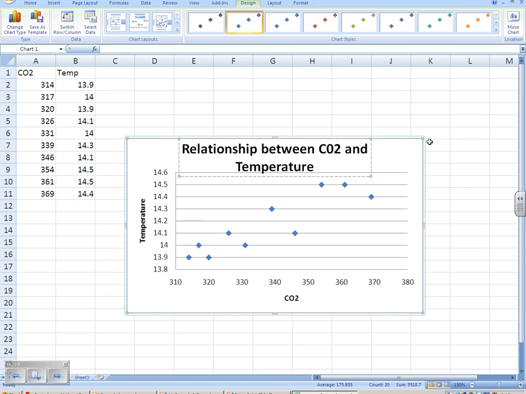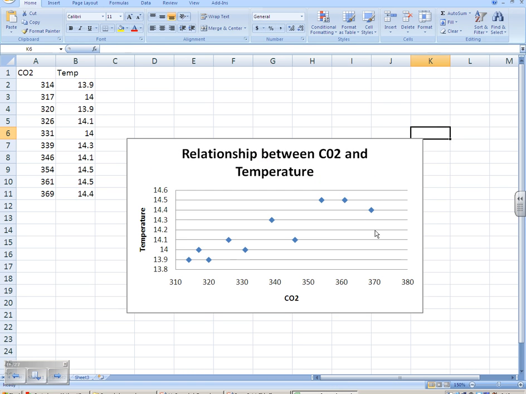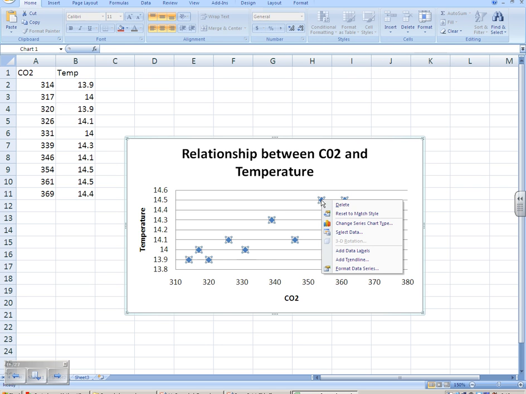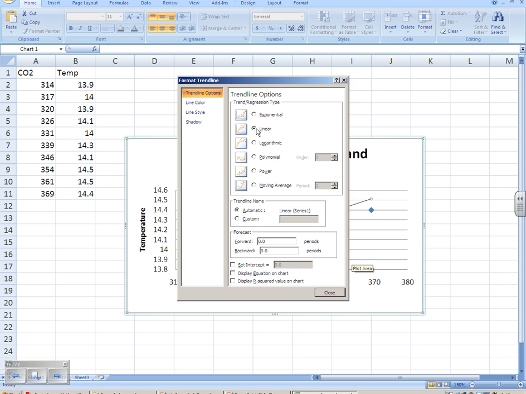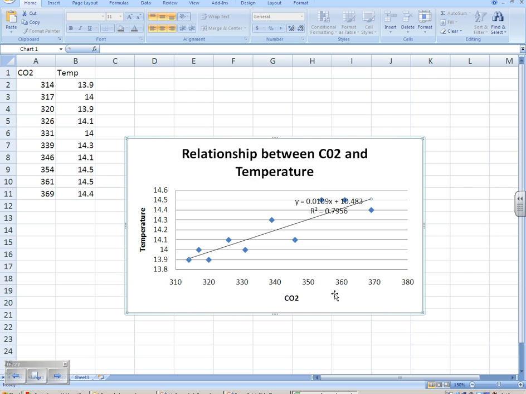Always plotting the points to see if linear regression is appropriate. In this case, a positive line looks to be possible through the points, so right-clicking on the points itself, adding a trend line, linear, and remembering to display the equation on chart, also displaying the r-squared value if we choose to do so. Clicking close, Excel will give us the line of best fit through the points that we have plotted.